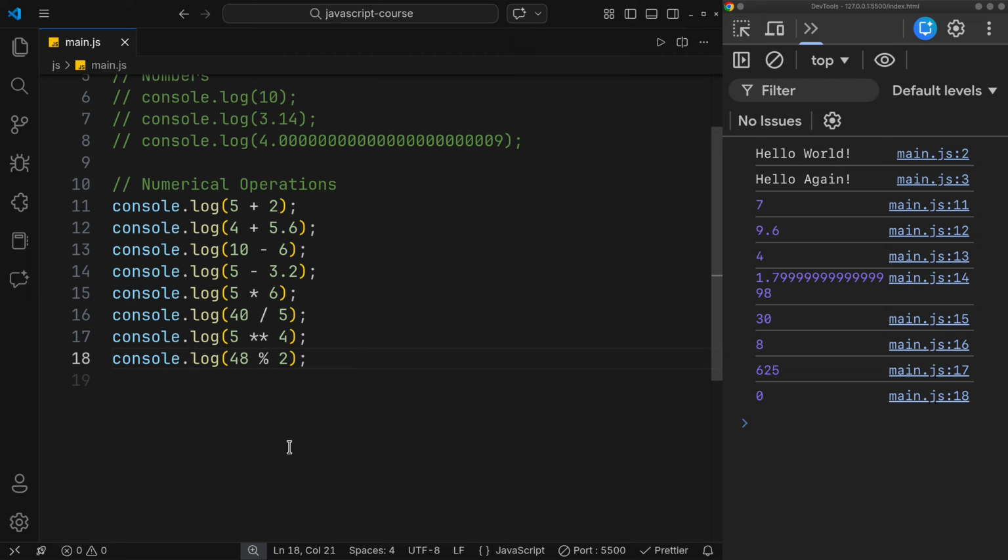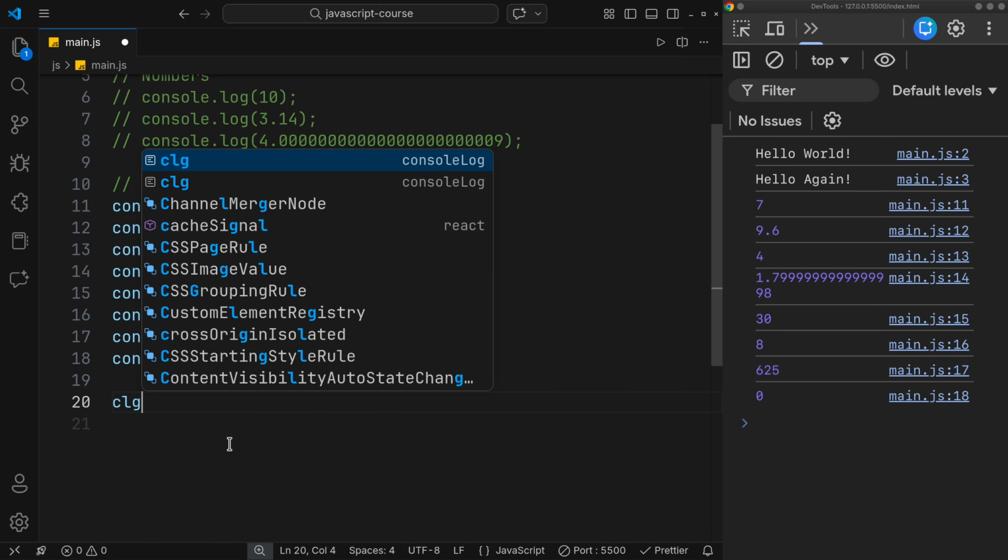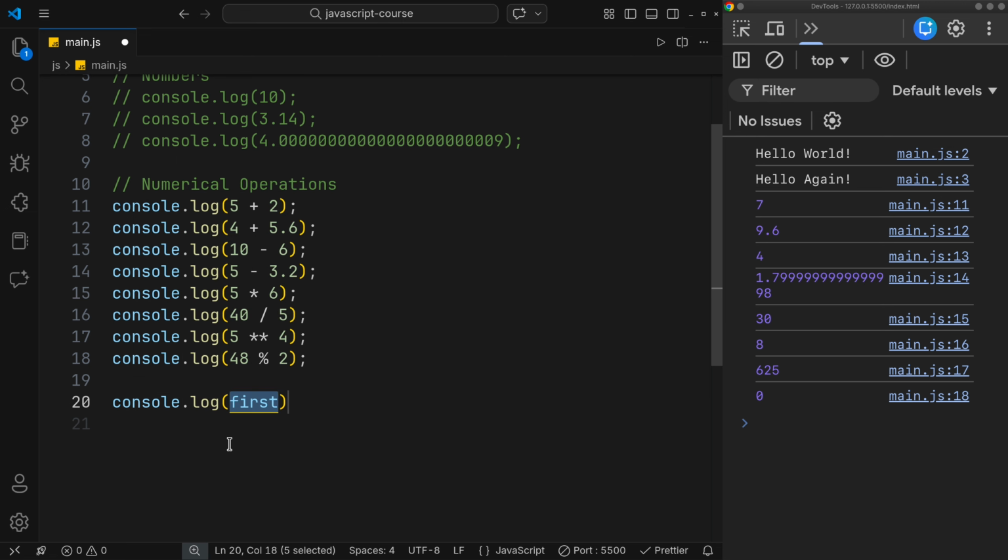Now there is an order of operation which JavaScript basically follows. For example, if I do console log of 4 minus 3 times 6, then we are getting minus 14. Why is that? Because 3 times 6 is being done first, so that will be 18, and then 4 minus 18 is minus 14.